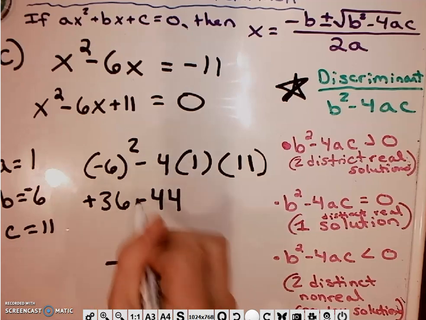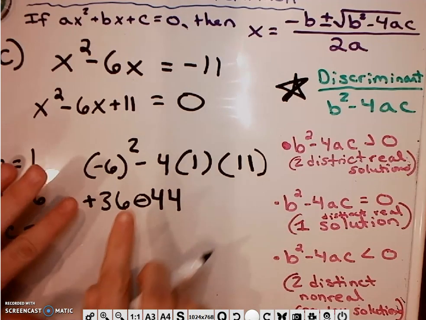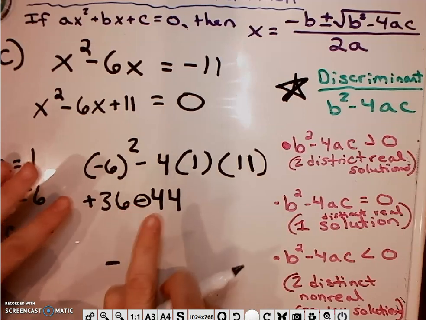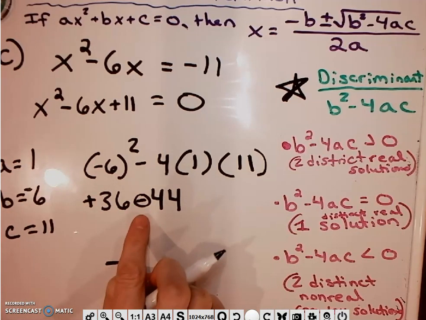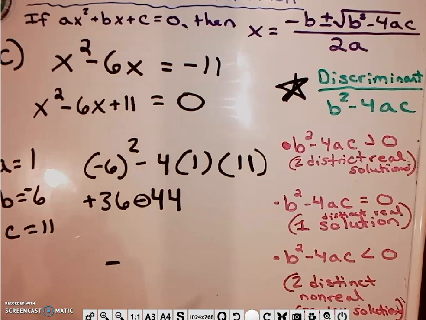Or another way to look at it is to keep the sign of the larger number. So if I have 36 and 44, 44 is bigger than 36, so my answer is going to be negative. And I subtract those two numbers. So 44 minus 36 gives me 8. So my discriminant here is negative 8.